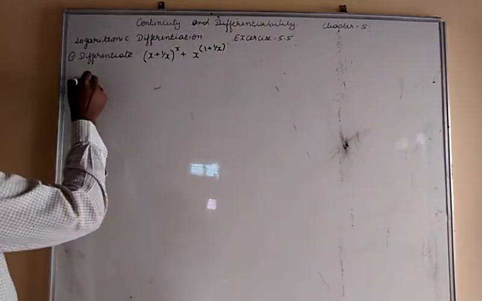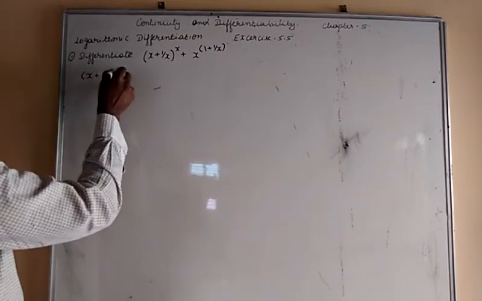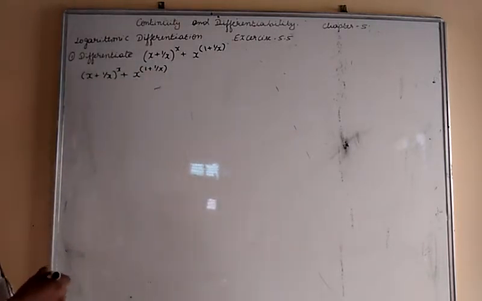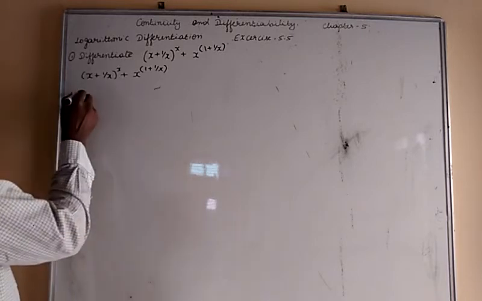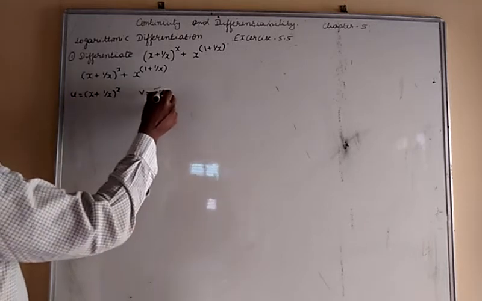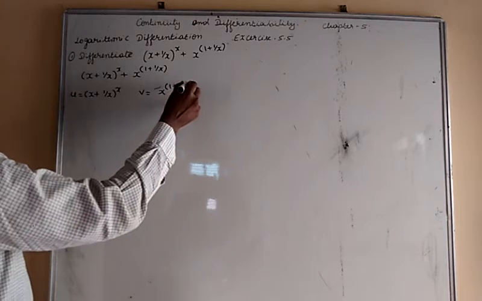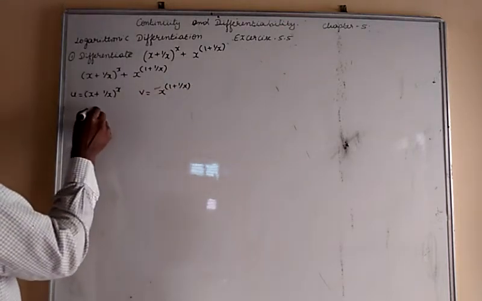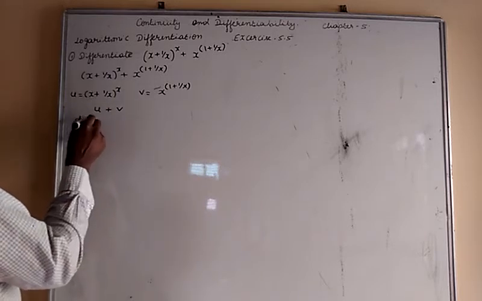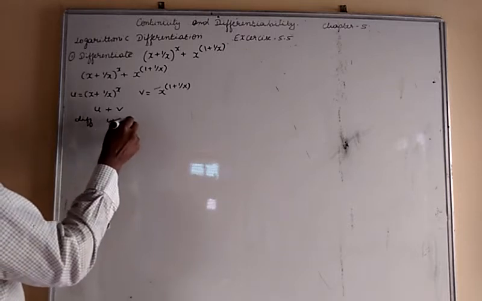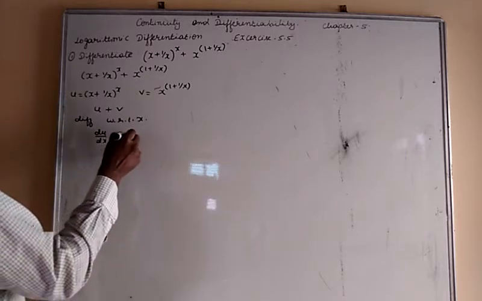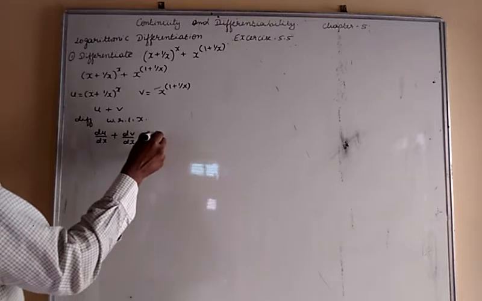He has given the function (x + 1/x)^x + x^(1 + 1/x). Let us take u = (x + 1/x)^x and v = x^(1 + 1/x). Let us substitute in the function u + v and differentiate with respect to x. So differentiation of u with respect to x plus differentiation of v with respect to x. Let us consider this as 1.